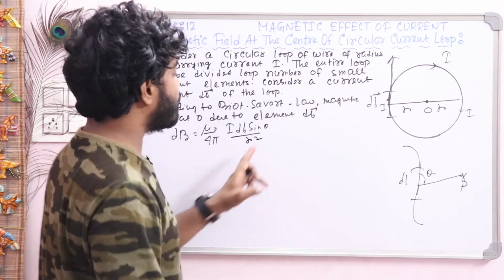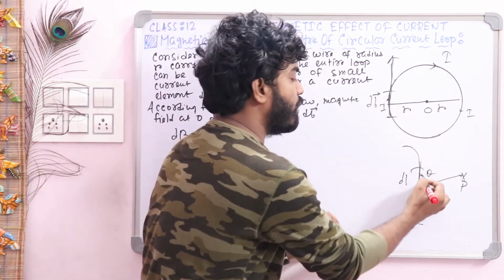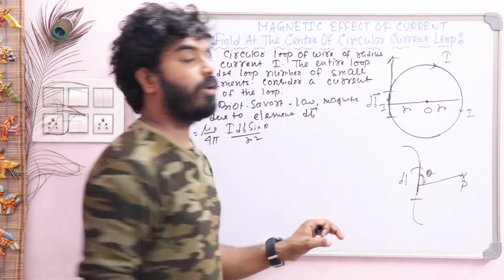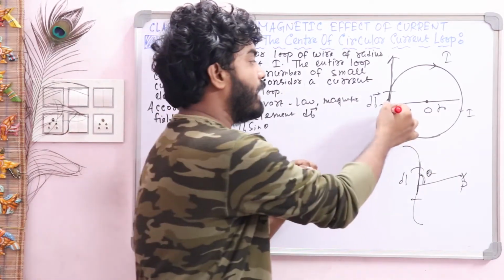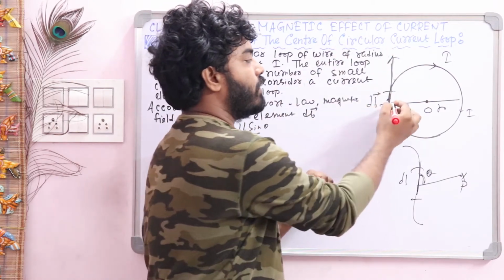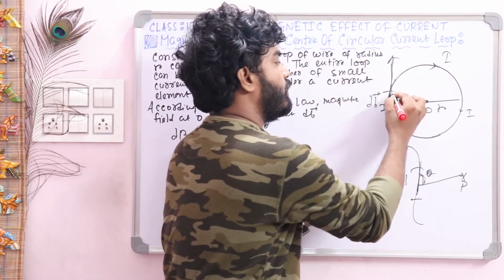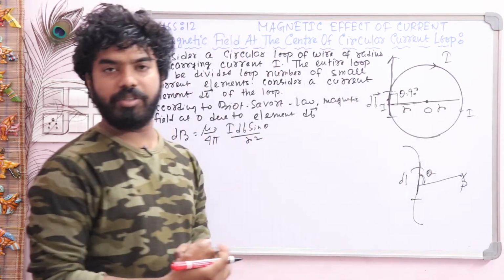Now question is, what is theta? Theta is the angle between del L and R. Now here you find out the value of theta according to this condition. Del L is directed tangentially in the upward direction and this one is the direction of R. So this angle is obviously 90 degree, perpendicular to each other.